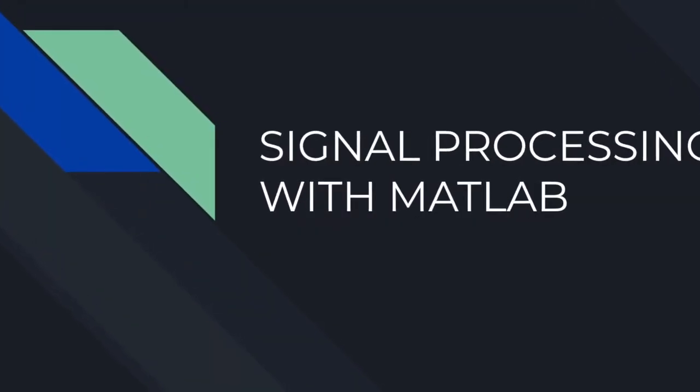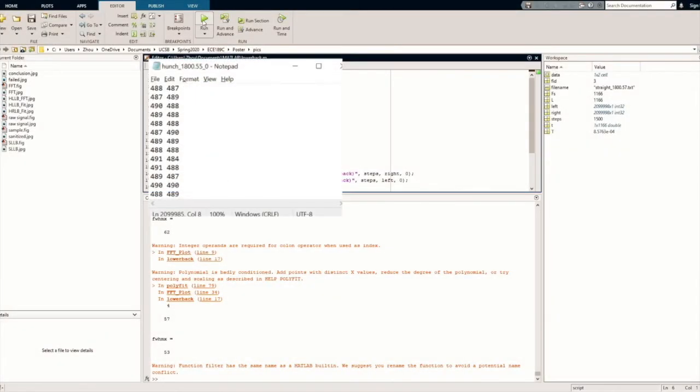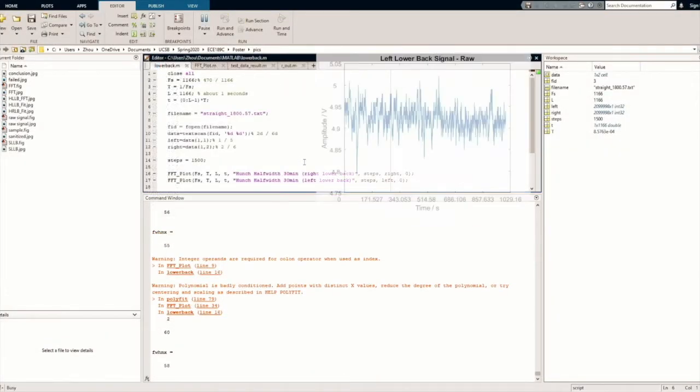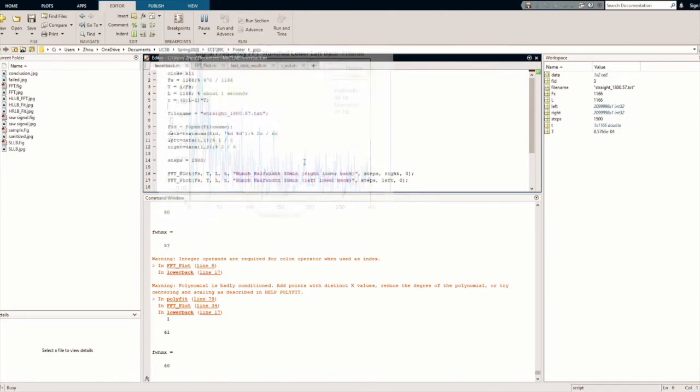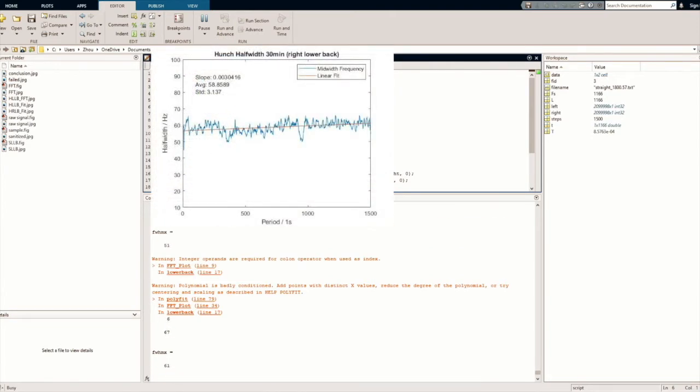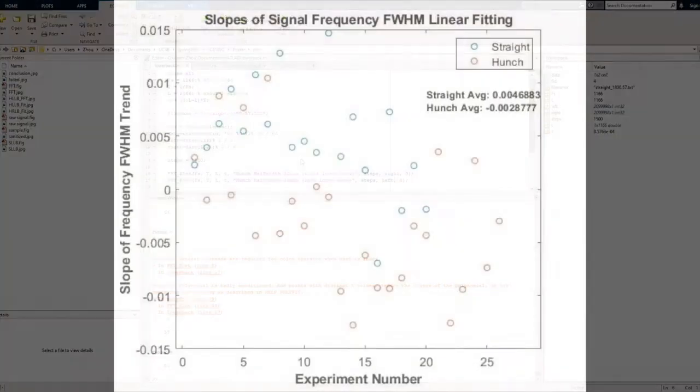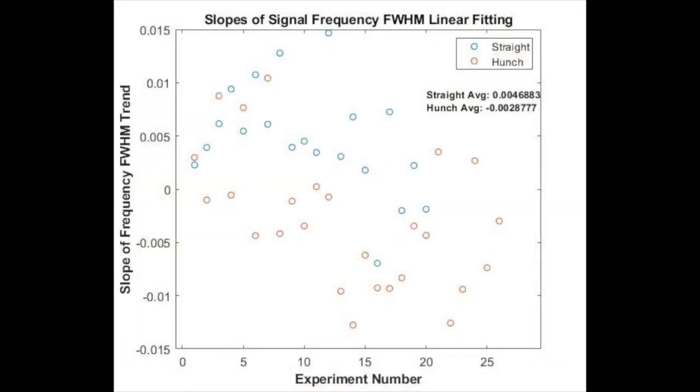The next step is about the signal processing within MATLAB. The function of this MATLAB script is to extract data from the original text file. The fast Fourier transform results will be generated, and the full width at half maximum values will be calculated to show the shifting trend of frequency. After plotting all the slopes in one diagram, you can obviously see the fatigue level difference between two postures and make a conclusion.